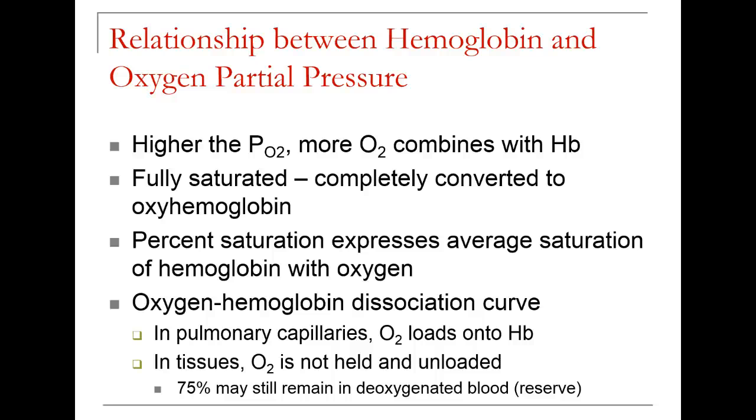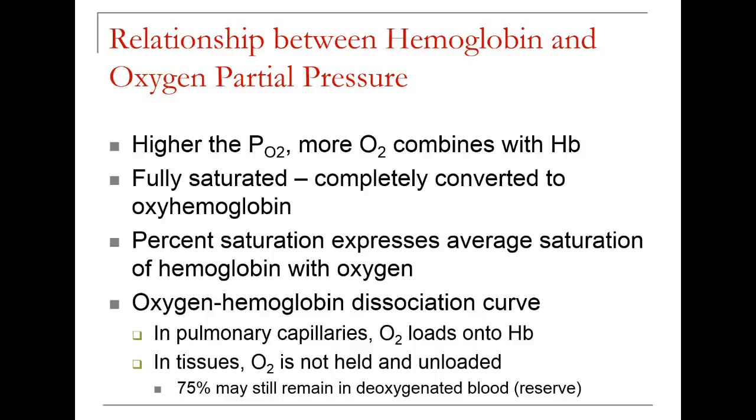One of the main things I'm going to point out is two distinct regions of this graph. One portion of the graph is typically what we see in pulmonary capillaries. This is going to be around the alveoli. The partial pressure of oxygen will be very high, and we see that hemoglobin under that high partial pressure really loves oxygen and it binds tightly.